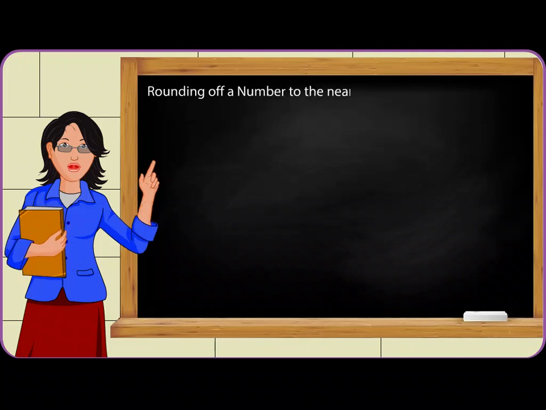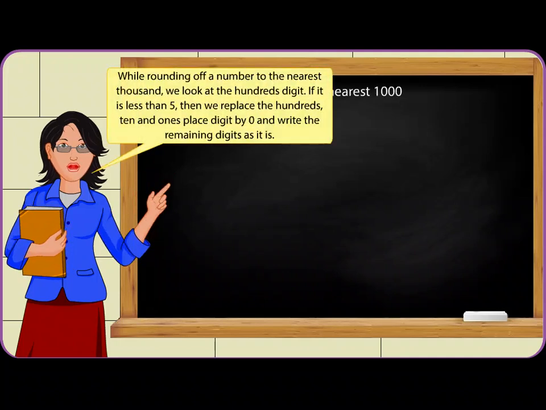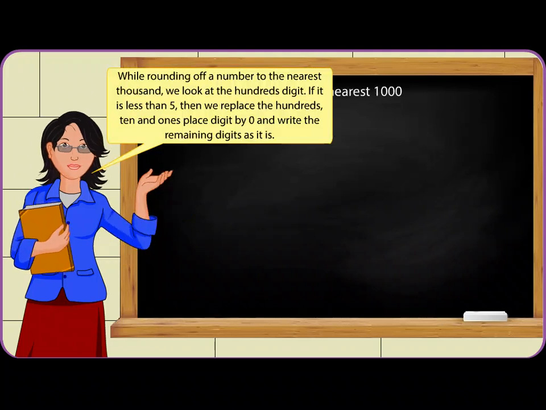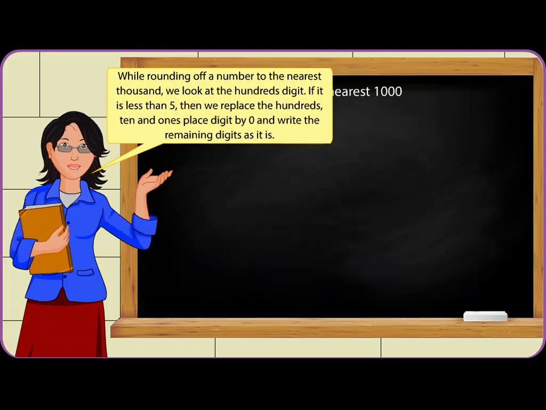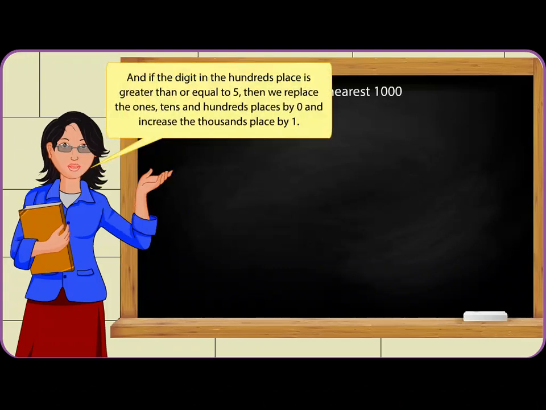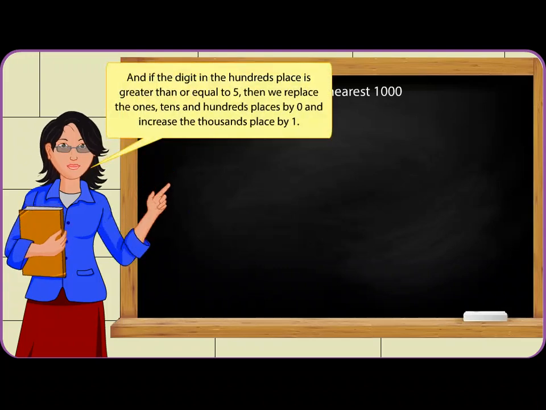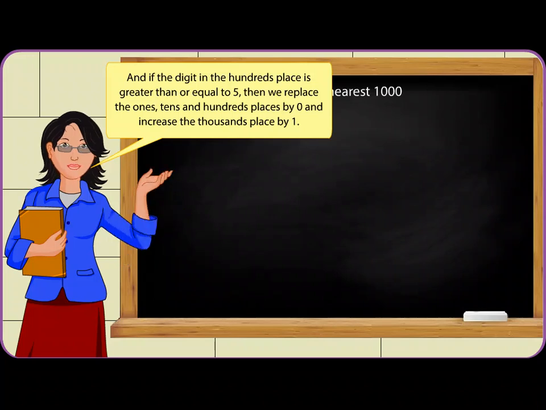Rounding off a number to the nearest 1000. While rounding off a number to the nearest 1000, we look at the hundreds digit. If it is less than 5, then we replace the hundreds, tens and ones place digit by 0 and write the remaining digits as it is. And if the digit in the hundreds place is greater than or equal to 5, then we replace the ones, tens and hundreds places by 0 and increase the thousands place by 1.